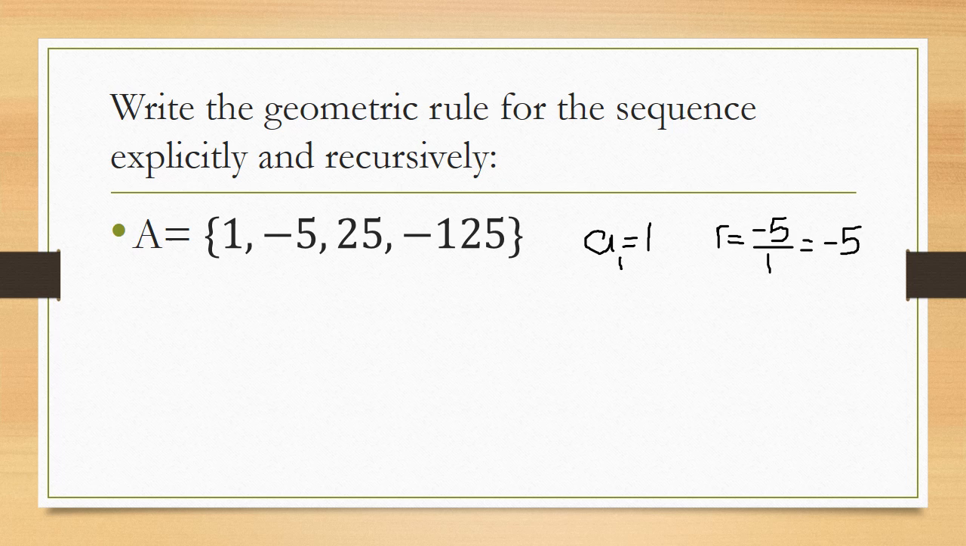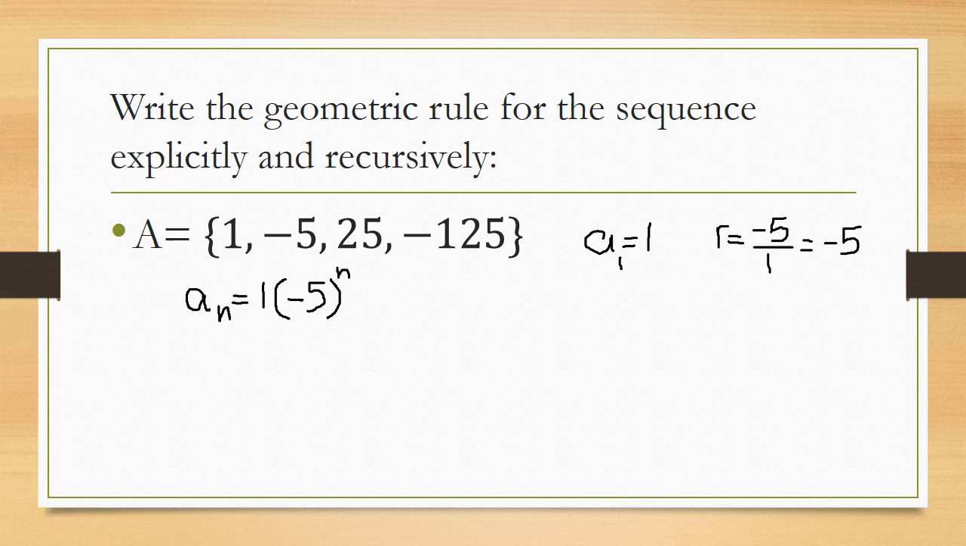If we divide 25 by negative 5, we get negative 5. And if we divide negative 125 by 25, we get negative 5. As long as you divide the later term by the previous term, you will get the right ratio. So now following the formula for the explicit rule, I have a sub n equals a sub 1, which in this case is 1, times r, which is negative 5, raised to the n minus 1.